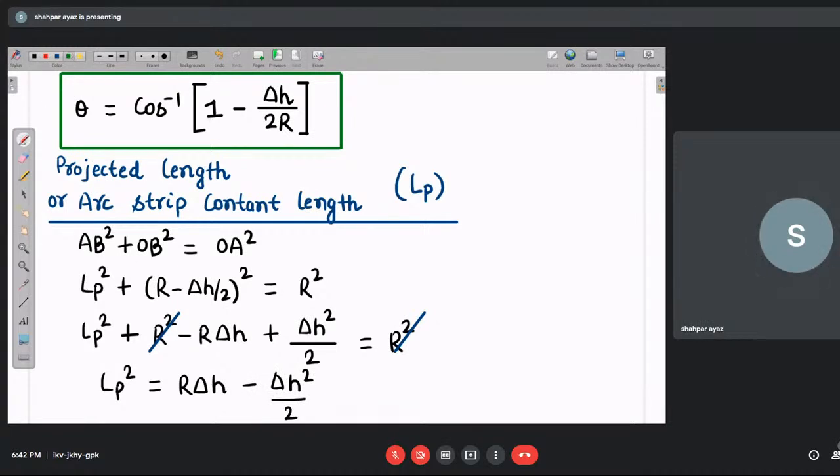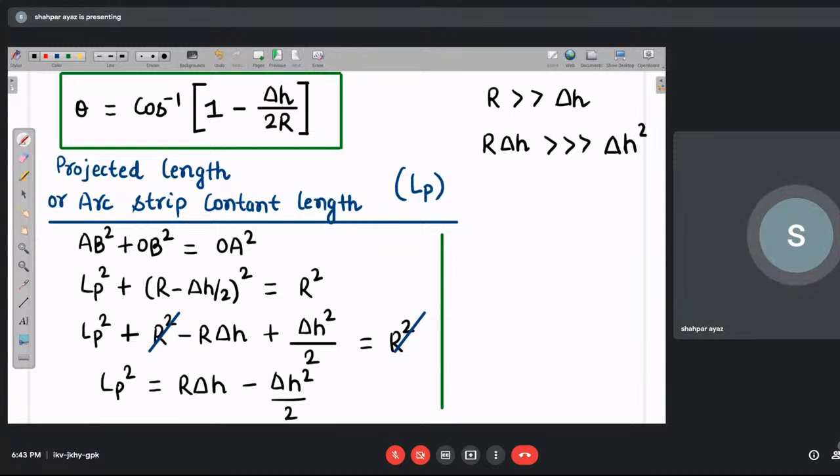Clear? Now see, everyone, delta H value is very small. R is very, very greater than delta H. And if I multiply by delta H, delta H square becomes even smaller. Therefore, in front of R delta H, we consider delta H square by 4 as 0, because the radius is very big.